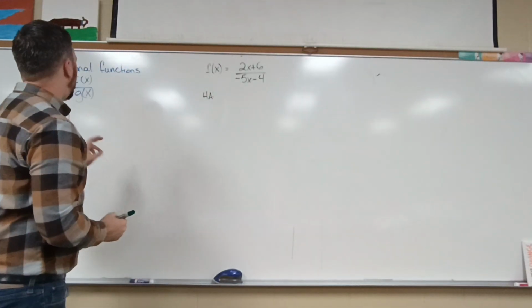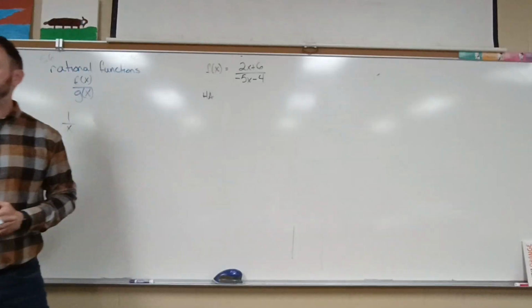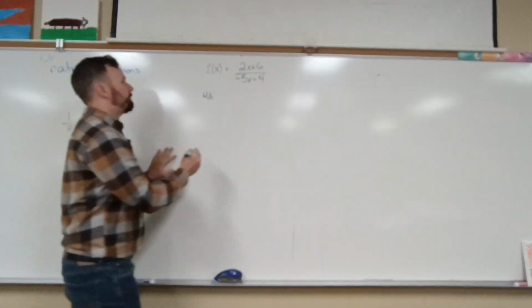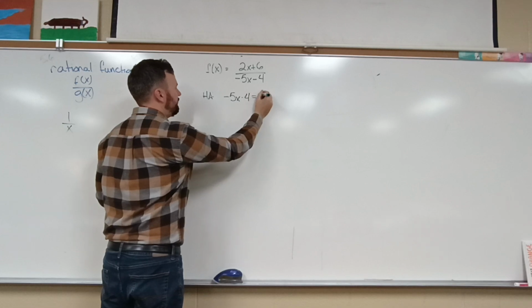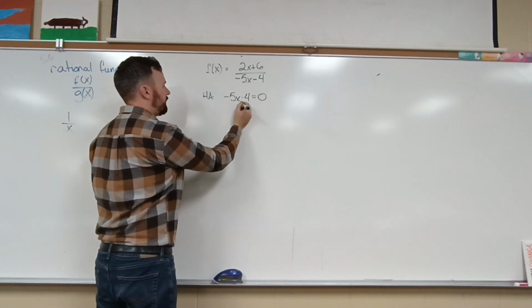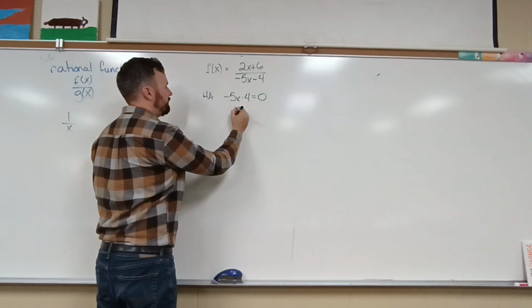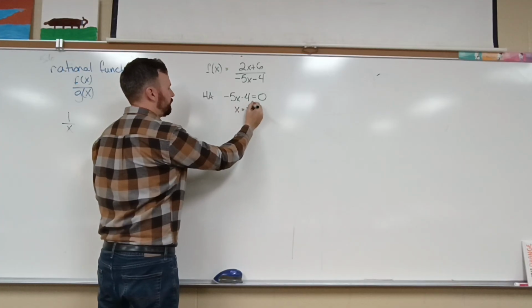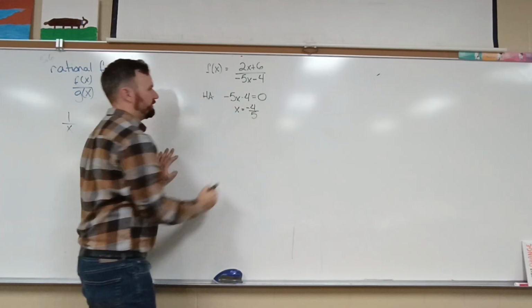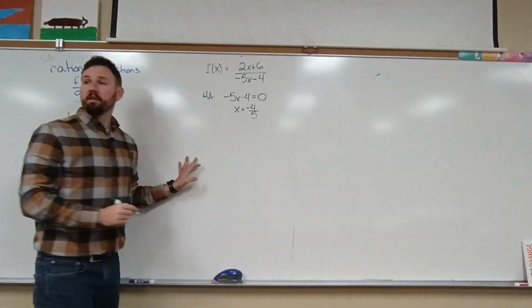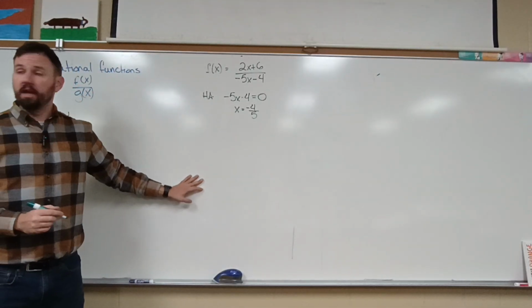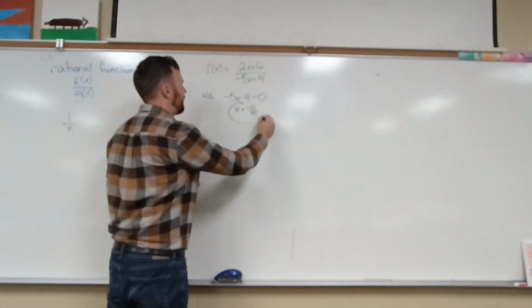Horizontal asymptote. What do I do for my chart? What do I do for horizontal asymptote? Set the bottom equal to 0. So I'm going to do negative 5x minus 4 equals 0. So what's that going to be? x equals negative 4/5, I believe? Correct? I'm just doing some algebra solving. Add the 4, divide by negative 5. Am I done? Yeah. That's my horizontal asymptote.